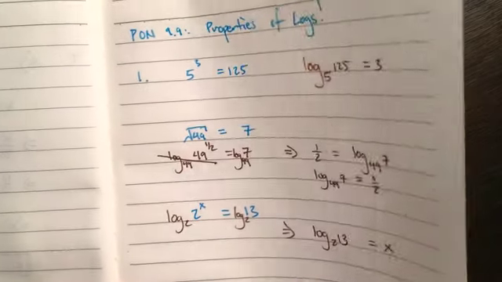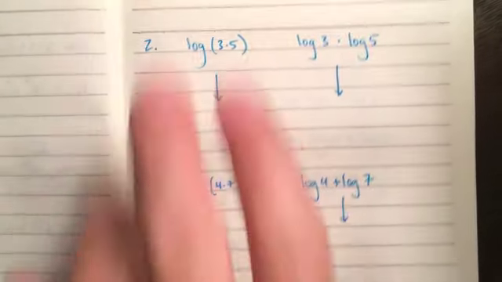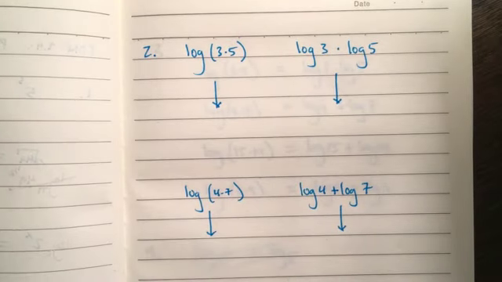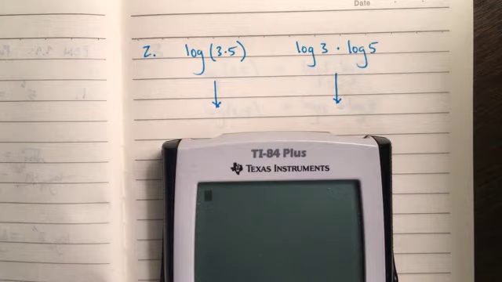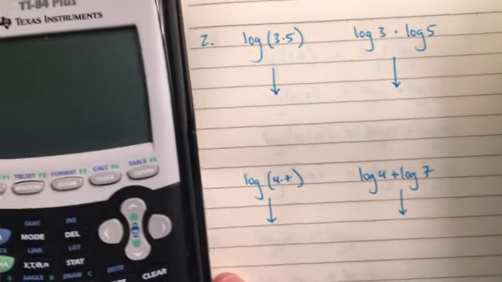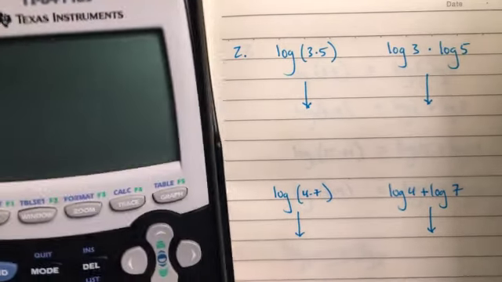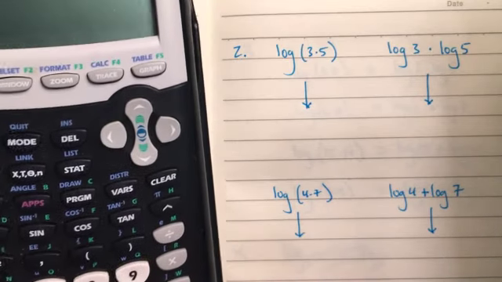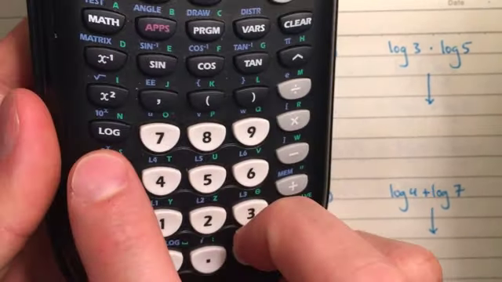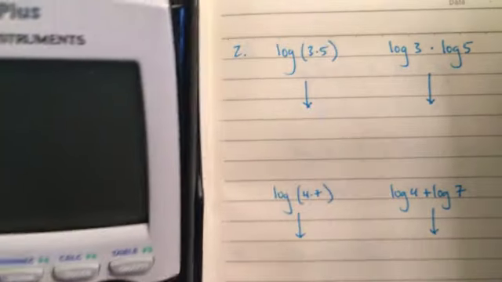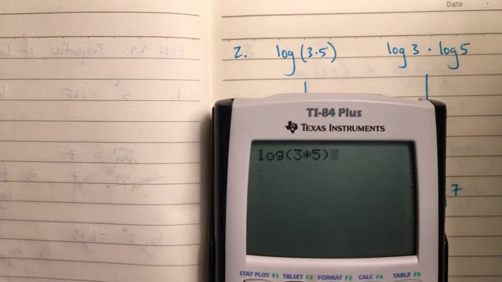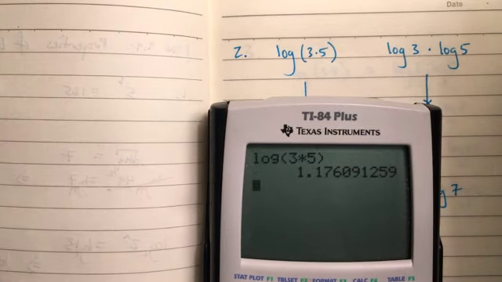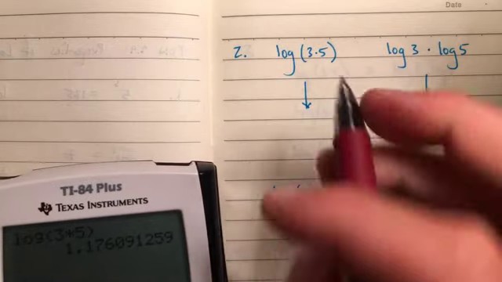So now we'll move on to what this section is all about, which is developing some properties of logarithms. And to do this, we're going to use our calculator. So I'll just get my calculator here and push this over a bit. So it's asking me to find log of 3 times 5. So remember, log is that button right here. So I can do log, and then I'm going to do 3 times 5. And that gives me about 1.176.